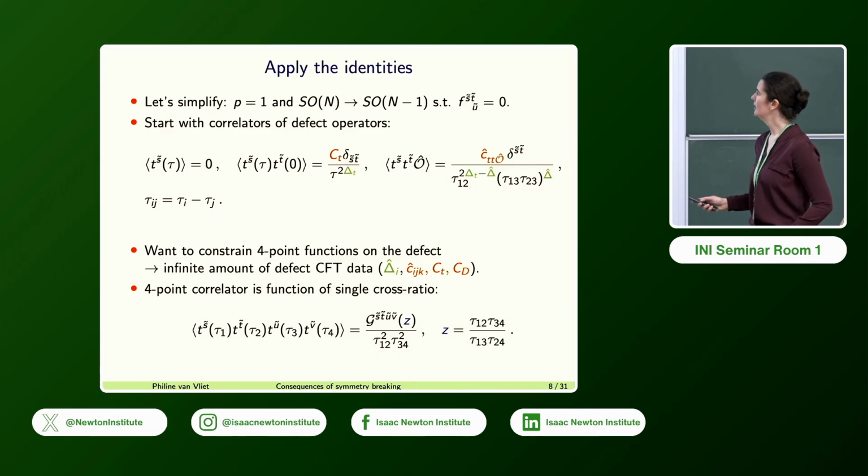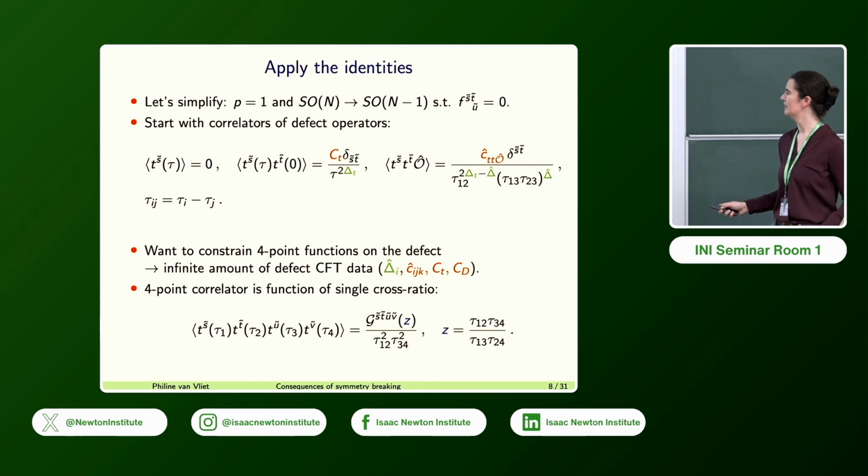And now we want to look at four-point functions, because as Marco showed earlier, they obey some crossing equation, and they also encode an infinite amount of defect CFT data. So the spectrum and these OPE coefficients, you can all extract them from this four-point function. And in 1D, this is a very simple formula. It's just given by a function of a single variable, so a single cross ratio z, that I've written here.